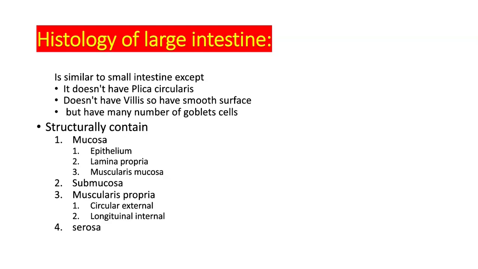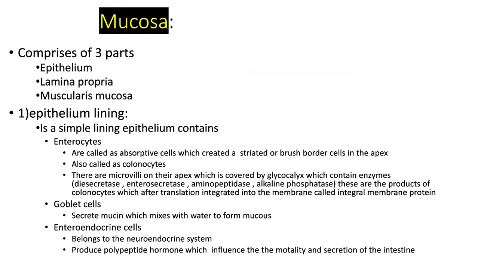So mucosa has epithelium, lamina propria, and muscularis mucosa, while the proper muscular layer, which is the third layer, has circular and longitudinal muscle layers. So mucosa comprises three parts: epithelium, lamina propria, and muscularis mucosa. First of all, we will discuss the epithelial lining.